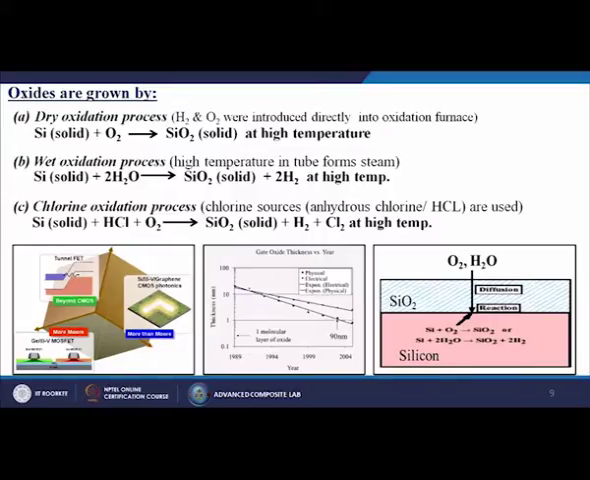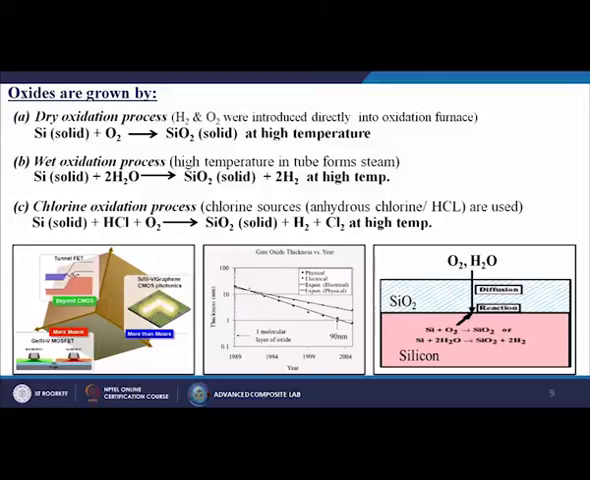Wet oxidation process. So, here in the dry one we use oxygen as a gas, but when we talk about the wet oxidation process, generally we are using water vapor. So, high temperature in the tube forms steam. So, what is the reaction? Silicon solid plus 2 water gives silicon dioxide in solid form and 2 hydrogen gas at high temperatures.